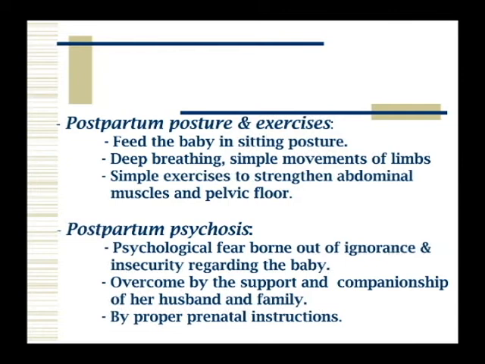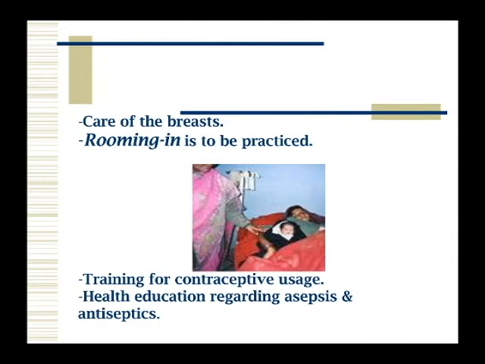Postpartum psychosis: psychological fear born out of ignorance and insecurity regarding the baby is what becomes postpartum psychosis. How to overcome it: by the support and companionship of her husband and family. Because the baby is crying, feeding, it becomes very irritable for the mother because she doesn't get sleep, she is tired and exhausted, and there is fear born of ignorance and insecurities. It all becomes postpartum psychosis. So by proper health education to the mother, this could be prevented, and also with support from the husband. Care of the breast, rooming in is to be practiced, as we discussed.